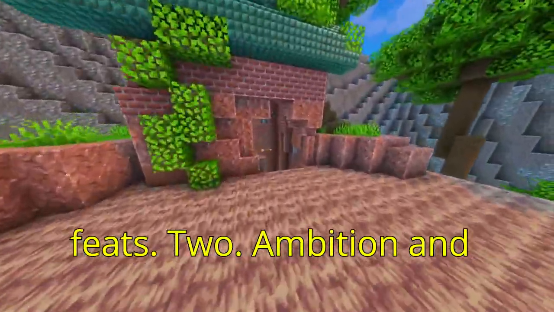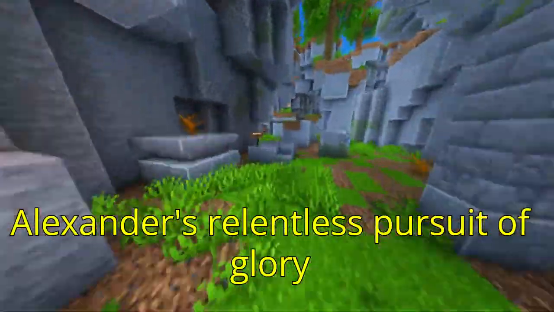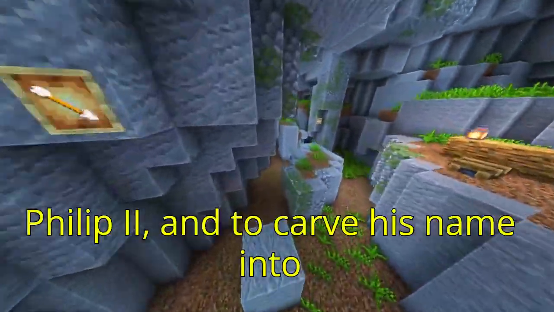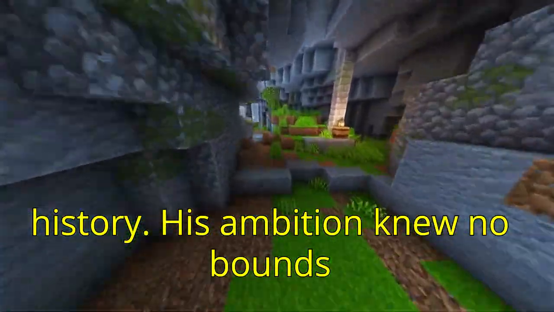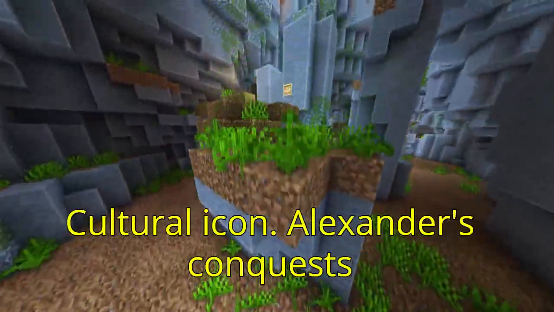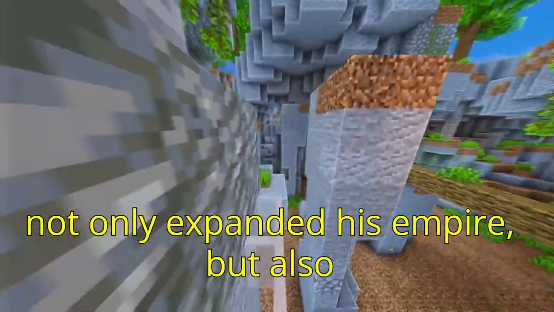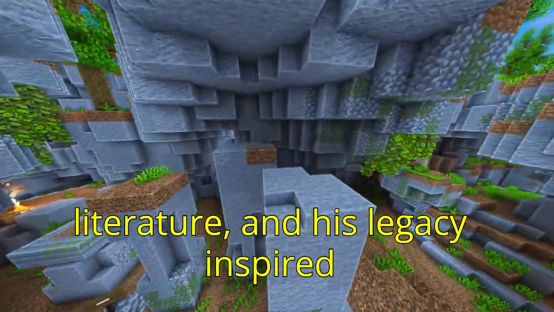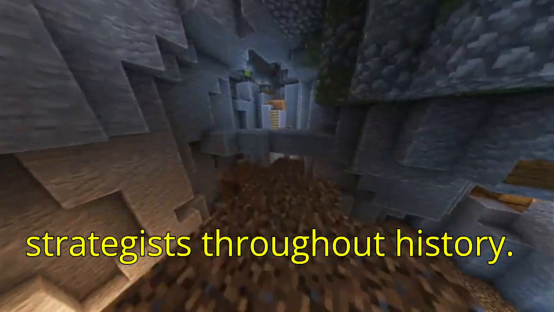2. Ambition and legacy. Unyielding ambition. Alexander's relentless pursuit of glory and conquest was fueled by a desire to surpass the achievements of his father, Philip II, and to carve his name into history. His ambition knew no bounds, as he sought to reach the ends of the earth in his quest for conquest. Cultural icon. Alexander's conquests not only expanded his empire but also transformed him into a cultural icon. His image was idealized in art and literature, and his legacy inspired countless leaders and military strategists throughout history.